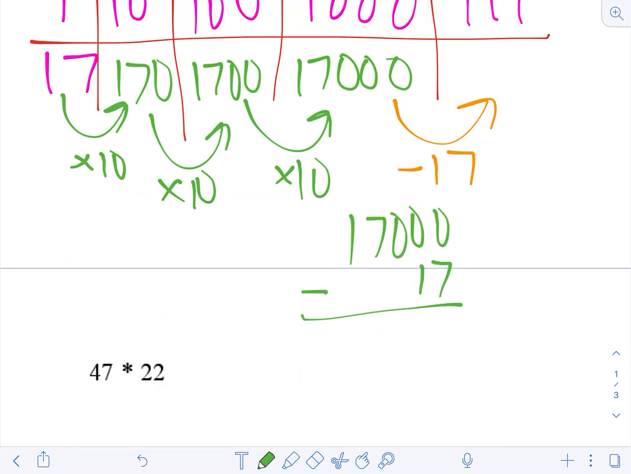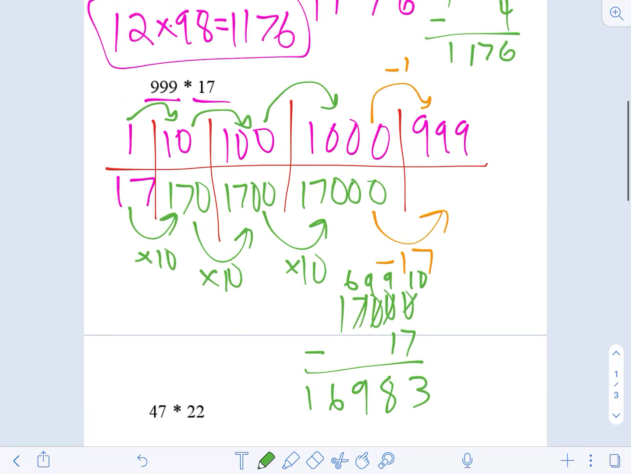So subtract. You can borrow to 6, 9, 9, 10. And that's 3. 10 minus 7 is 3. 9 minus 1 is 8. 9, 6, 1. And that's going to be our answer. 16,983. So you've just multiplied 17 times 999 by just getting to 1000 and subtracting.